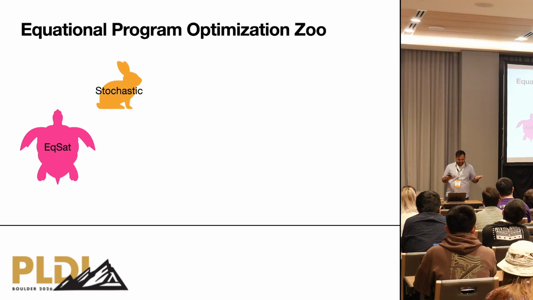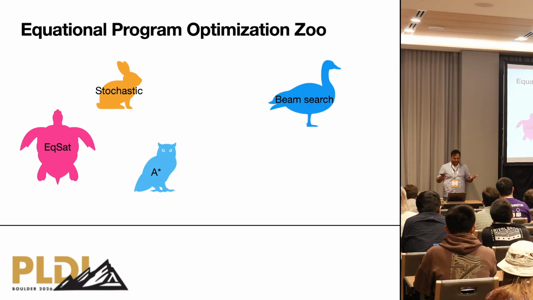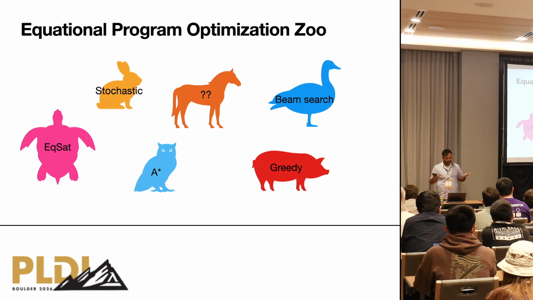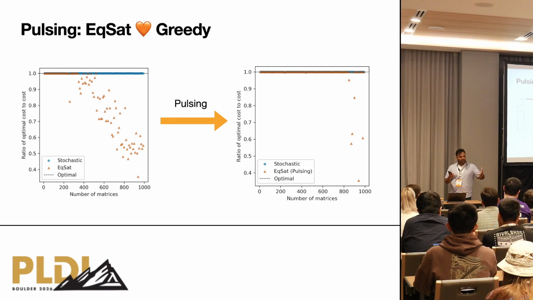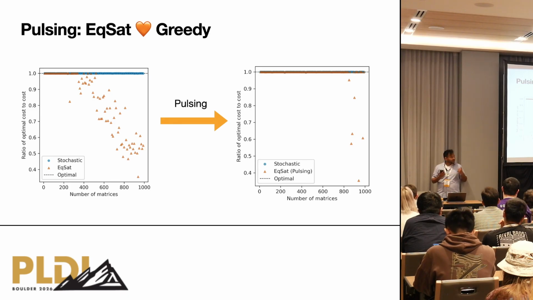There's EqSat and stochastic, of course, but you can do beam search, you can do A star, you can do greedy, or you can invent your own thing. Why are we limiting ourselves to only one member of the zoo? As a concrete example, consider pulsing, a technique that marries EqSat and greedy search. Pulsing is a common trick in the literature: you do EqSat for some amount of time, extract the best term in the eGraph, use that to seed a new eGraph, and you keep doing this until your budget is exhausted. If you implement pulsing on the matrix chain multiplication benchmark, it really, really helps EqSat scalability, as you can see.